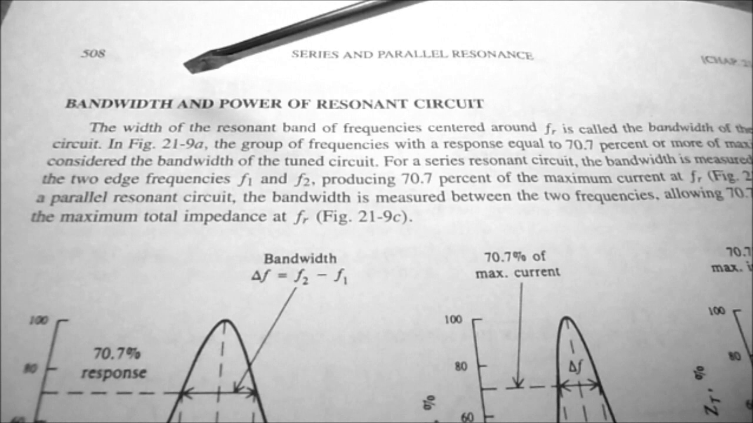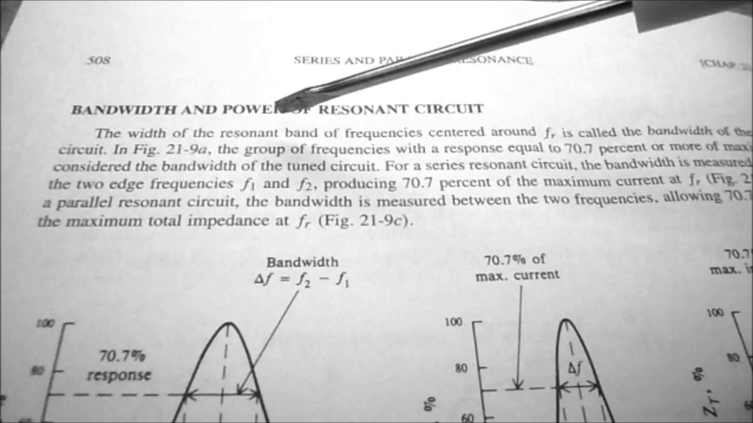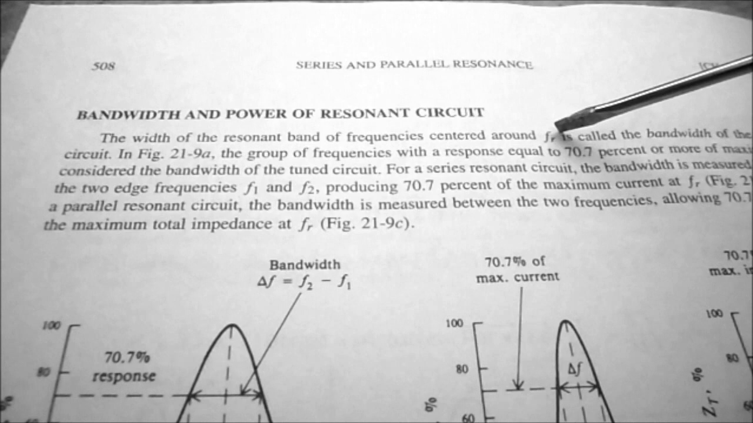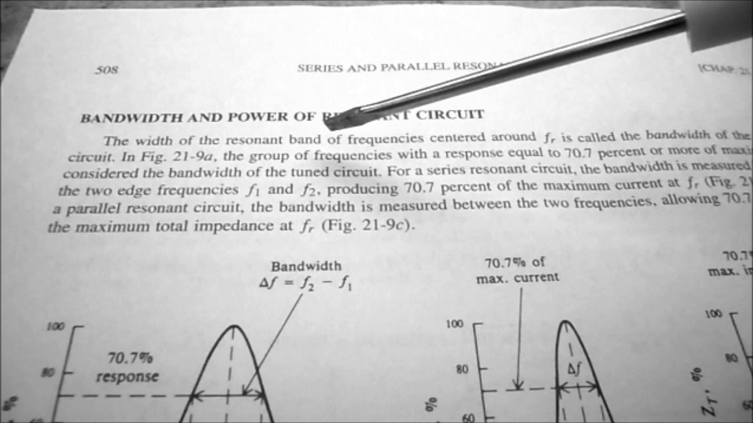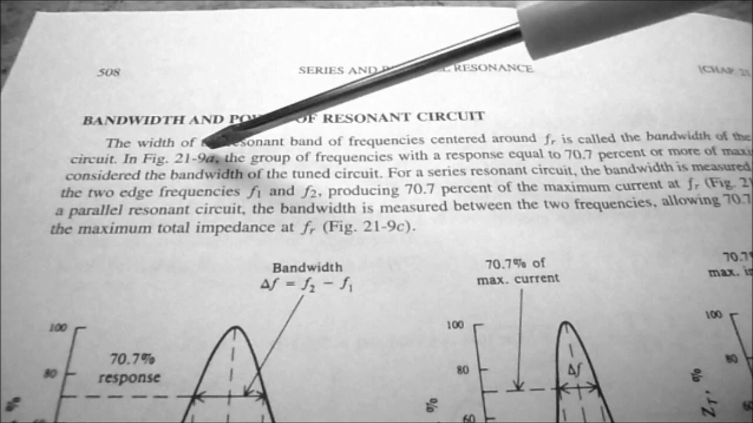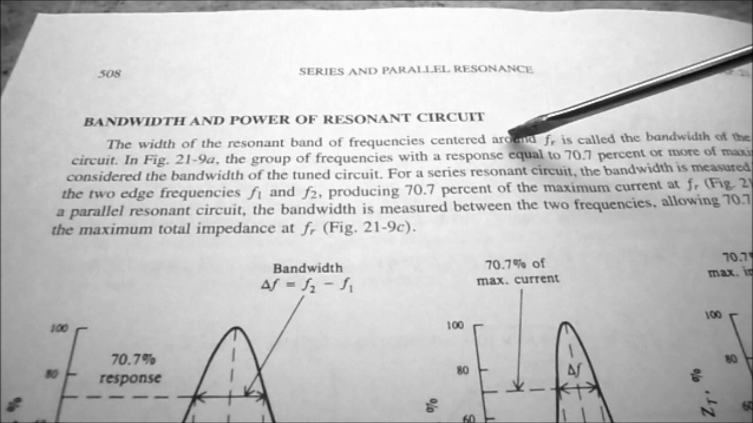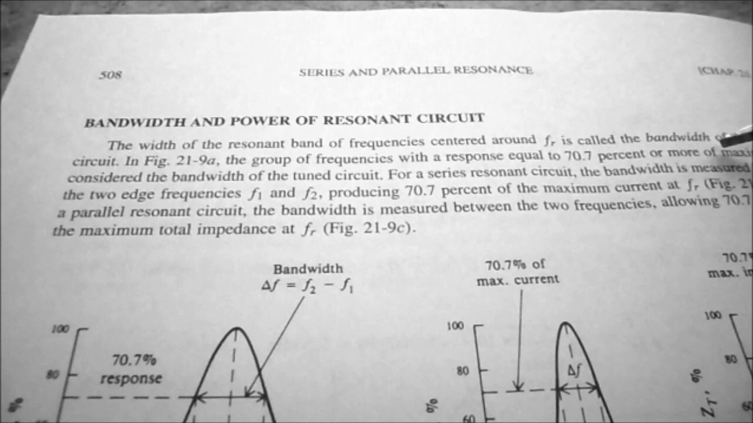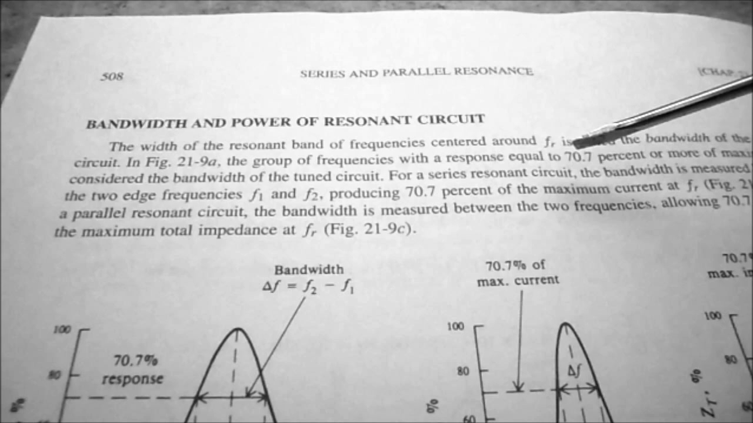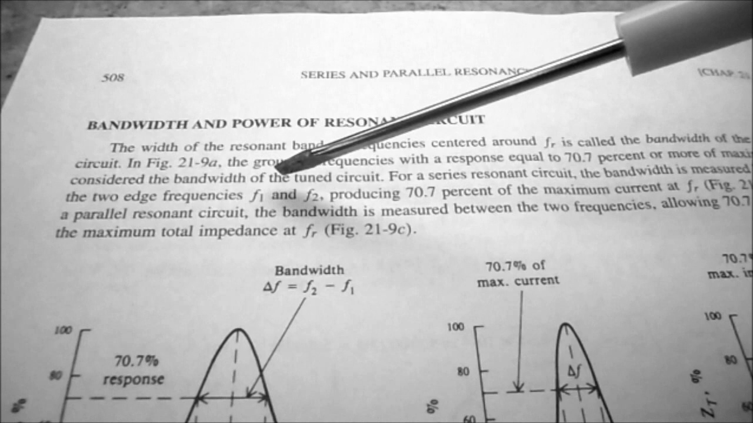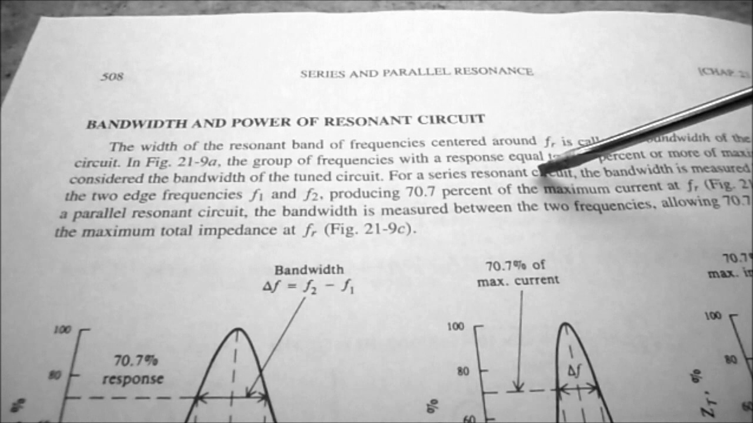Your textbook discusses bandwidth and power of resonant circuits. The width of the resonant band of frequencies centered around FR is called the bandwidth of the tuned circuit. And they show you a diagram, figure 21-9A, that says the group of frequencies with a response equal to 70.7% or more of maximum is considered the bandwidth of a tuned circuit. So for series resonant circuits, the bandwidth is measured between the two edge frequencies, F1 and F2, producing 70.7% of the maximum current at FR.